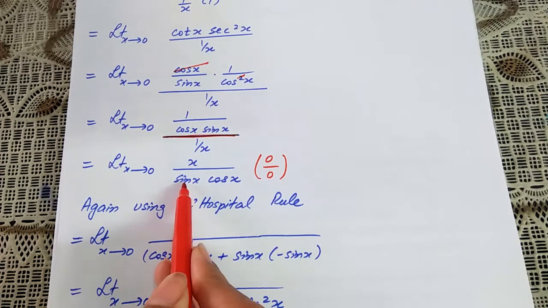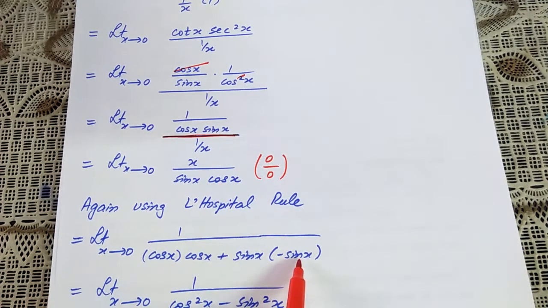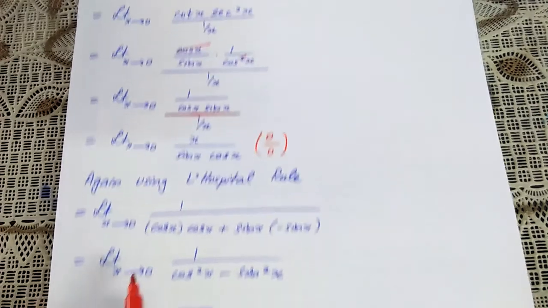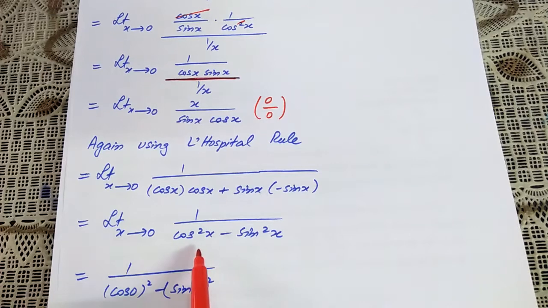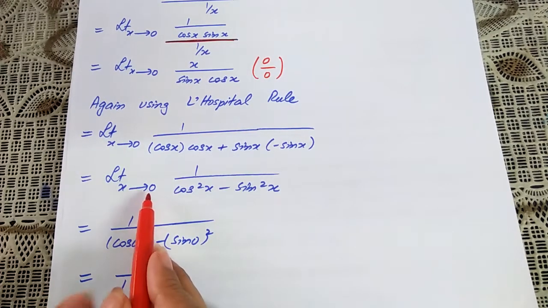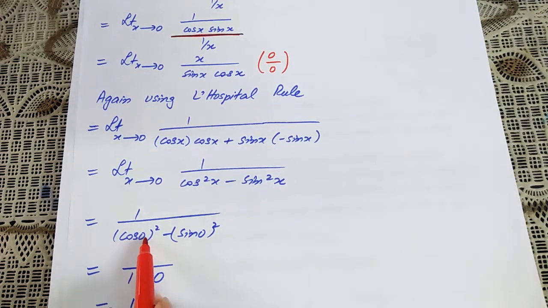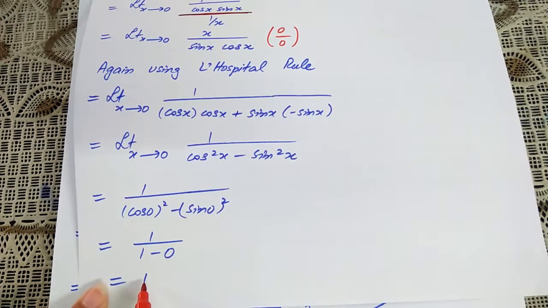Plus, the first term remains as it is, and the derivative of the second term is minus sin x. Multiplying the terms with each other, we get the limit as x approaches 0 of 1 over cos square x minus sin square x. Putting 0 in place of x, cos 0 is always 1 and sin 0 is always 0. So 1 minus 0, and we get the value 1.